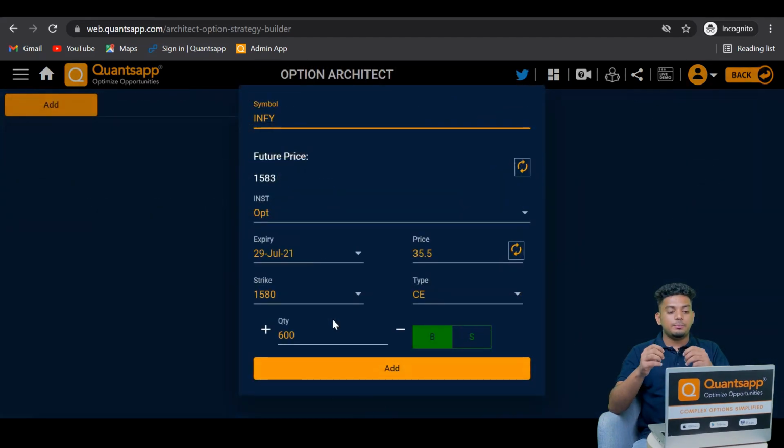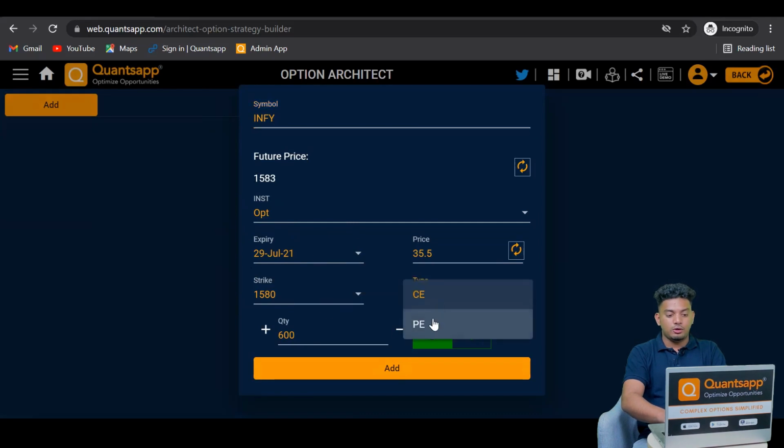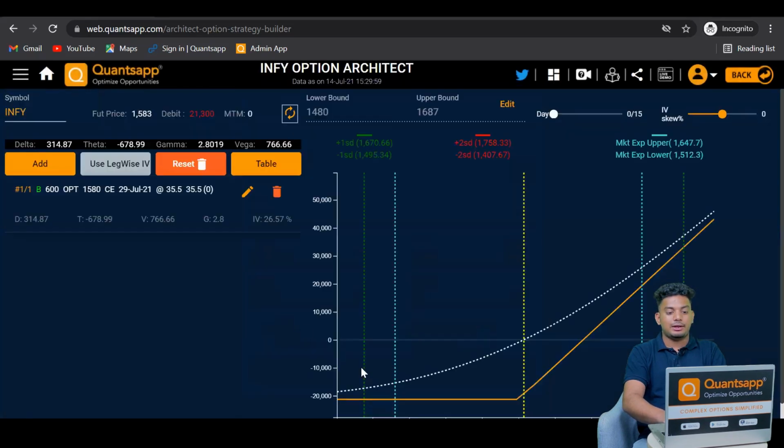So now let's try to simulate the effect of it and understand the terminology of limited risk versus unlimited risk scenario. Now let's say I'm in the option Architect tool. I have selected my symbol as Infosys. You can go ahead and select any of the F&Os listed. Then we need to select the strike price. So let's say 1580 call or put, we have bought or sold it. Let's say we have bought the 1580 call of Infosys and the premium right now is 35.5 and I'll click on the add button.